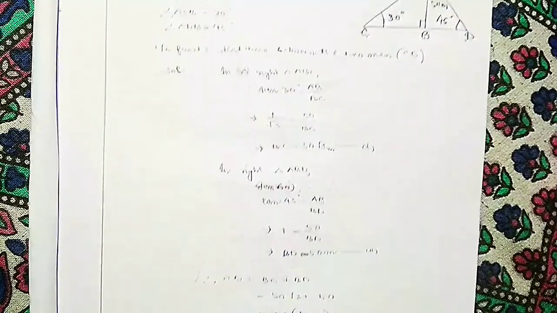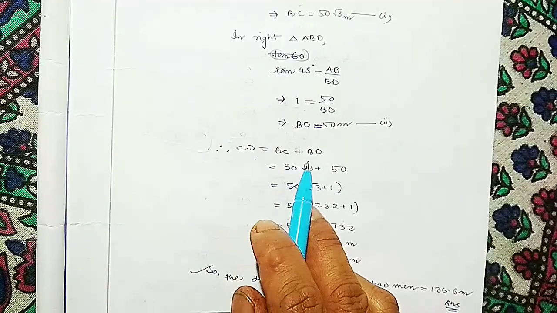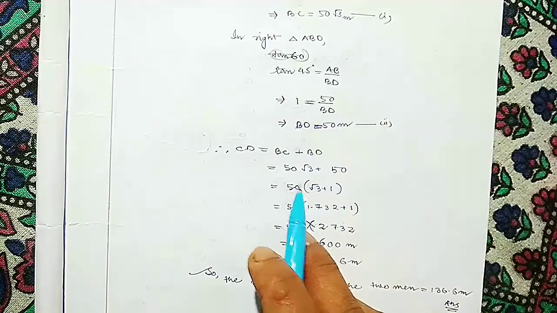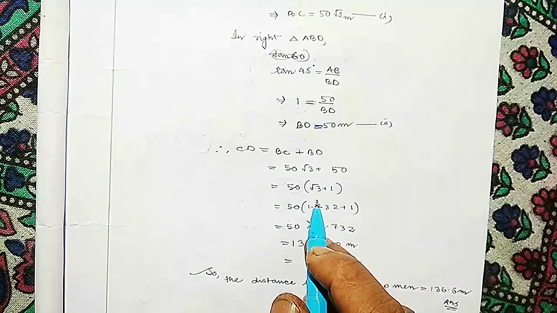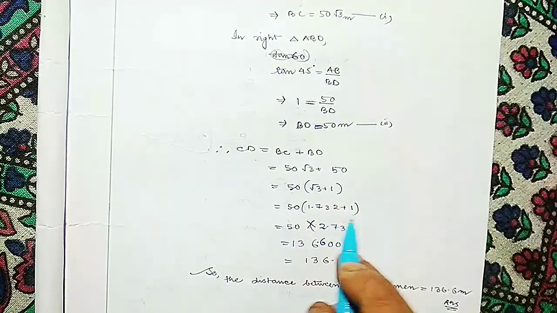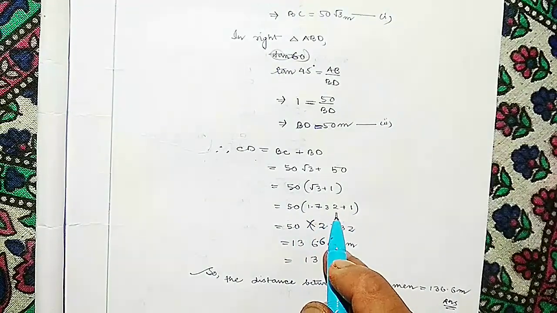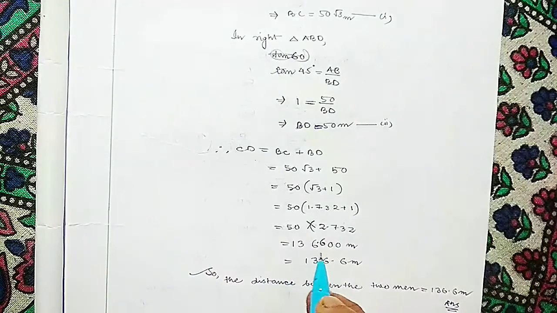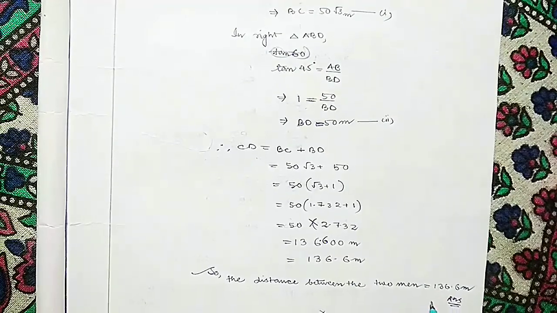Okay, now we have to find the distance between C and D. So CD will be BC plus BD. So here we can write CD equals BC plus BD. We got BC as 50 root 3 and BD 50. So 50 root 3 plus 50. If I take 50 common, I am left with root 3 plus 1. Now as given in the question, root 3 is 1.732. So we got 50 into 1.732 plus 1. Now 1.732 plus 1 will give you 2.732. And if I multiply, I am going to get 136.6 meter. So distance between two men will be 136.6 meter.